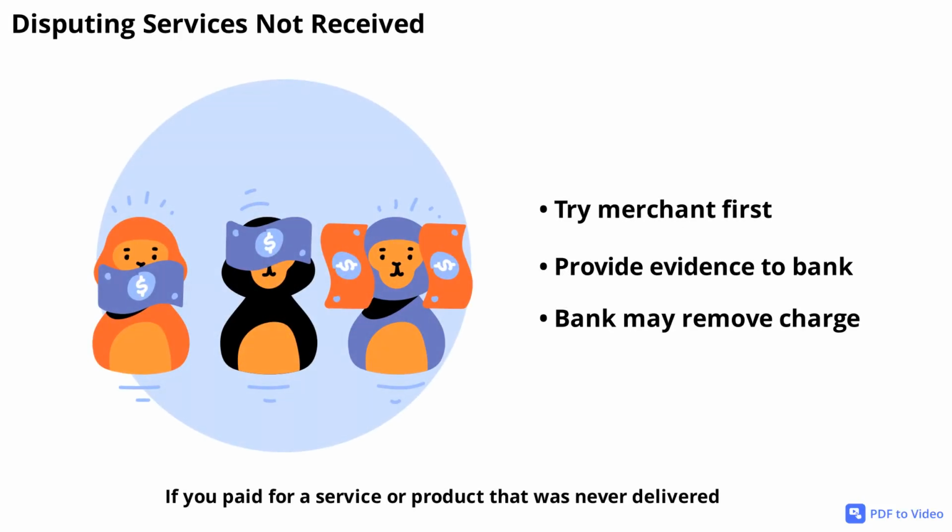If you paid for a service or product that was never delivered, you have the right to dispute the charge. Contact the merchant first to try to resolve the issue. If that fails, file a dispute with your bank and provide evidence, such as emails or receipts. The bank will review your claim and may remove the charge if it's justified.